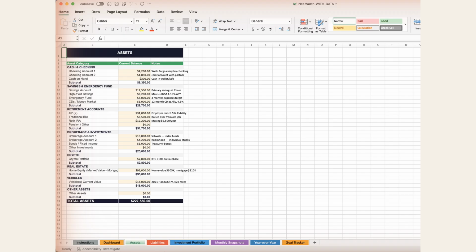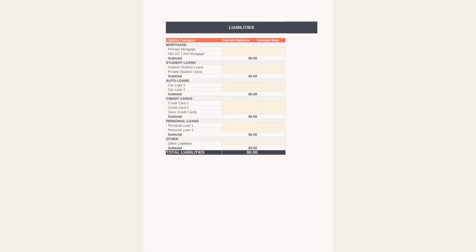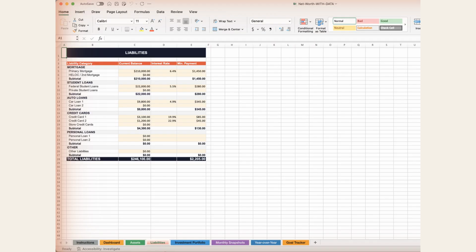Next up is the Liabilities tab. Same idea, but for everything you owe. Mortgage at $210,000, car loan at $9,800, student loans at $22,000, credit card at $3,100. Enter each debt with the balance, interest rate, and minimum payment. The template totals it all up and feeds it into your net worth calculation automatically.